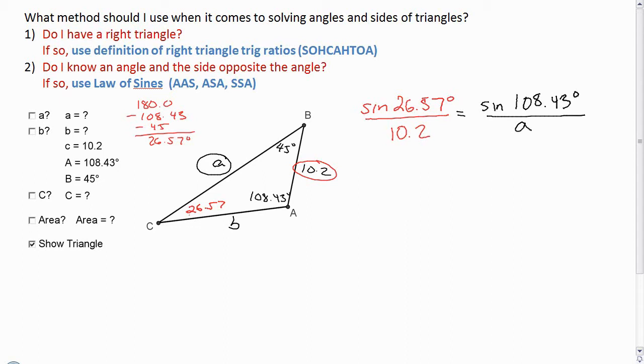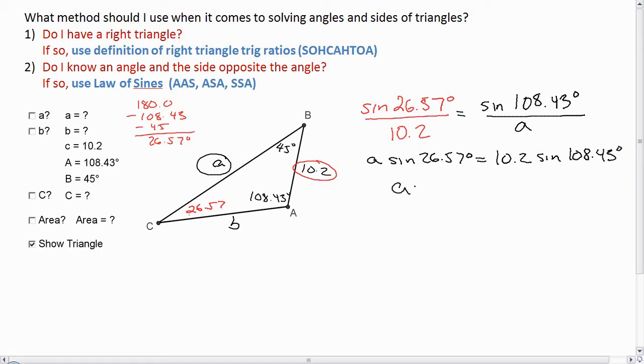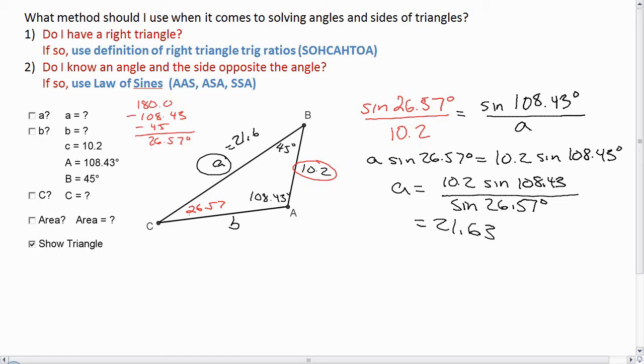The work is essentially the same as my first problem. A sine of 26.57 degrees is 10.2 times the sine of 108.43 degrees. I will take A, I will make that equal to 10.2 times the sine of 108.43 degrees. I will go ahead and divide that by sine of 26.57 degrees. And it says that A is 21.63. So there you go, 21.63, which is definitely larger than 10.2.